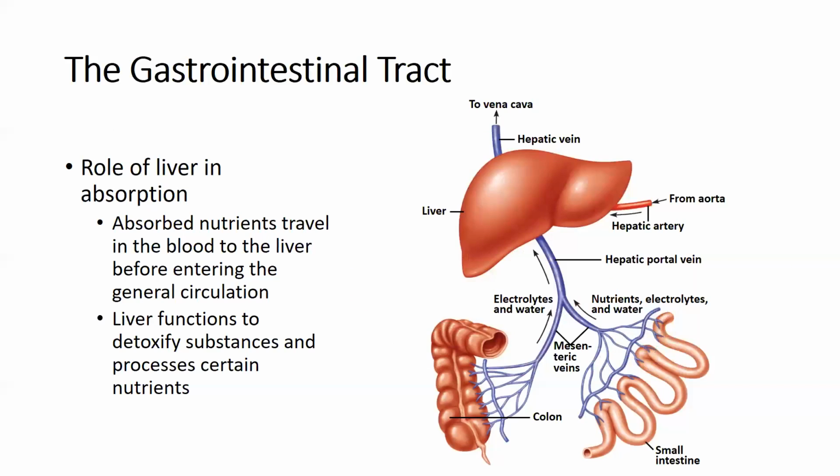Let's talk about the role of the liver in absorption. The liver helps to absorb nutrients that travel into the blood. We talked about a portal system in the liver. All of the blood that absorbs all of the nutrients we eat needs to be detoxified through the liver. So from the small intestines, from the colon, from the stomach, all of that blood will drain to the liver via the portal vein.